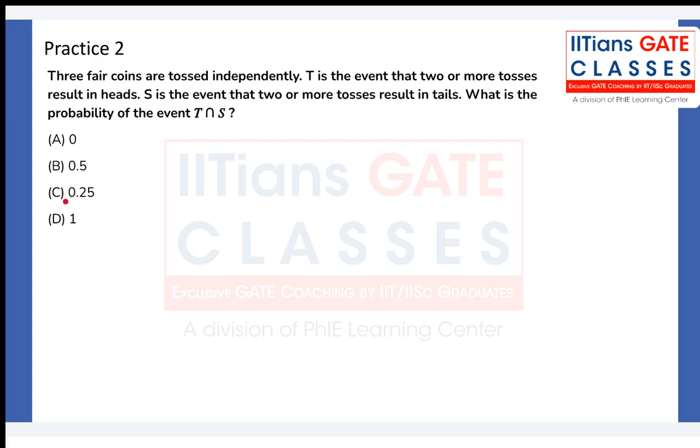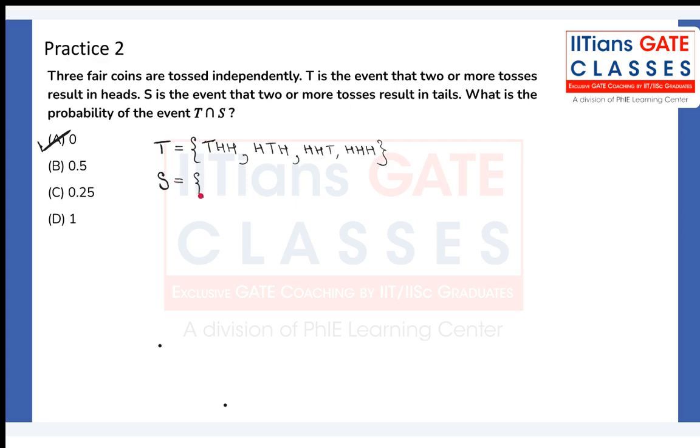Okay, answer. Yeah, the correct answer is option A. 0 is the probability. See, the event T is this. You're tossing 3 fair coins, and T is that you're getting 2 or more heads. So the favorable outcomes are either this or this or this, or maybe you get all three as heads. S is the event that has 2 or more tosses in tails.